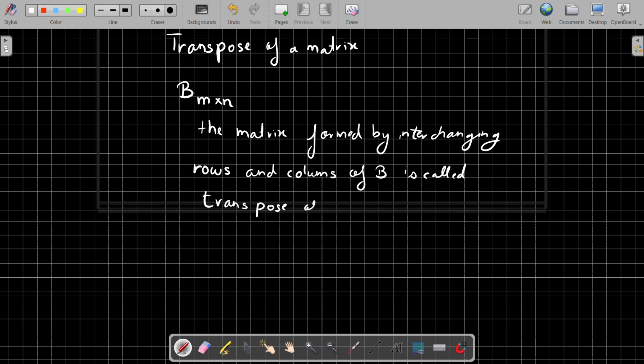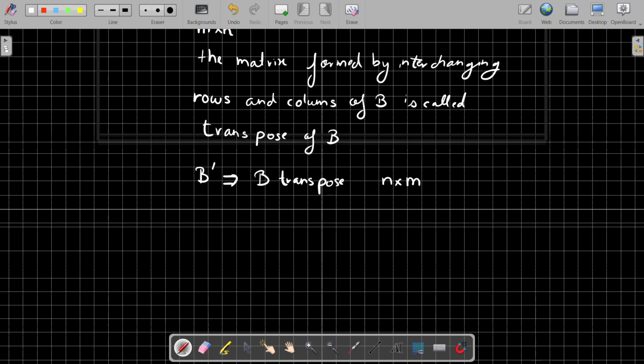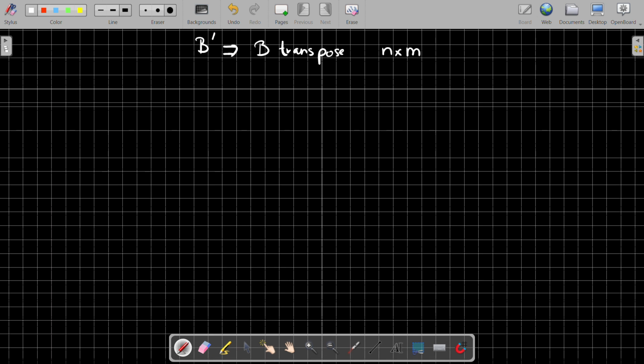This is denoted by B followed by a dash like this. So this will denote B transpose, and it will be of the order n cross m because we are interchanging rows and columns. So let's see an example real quick so that it doesn't become too complicated.